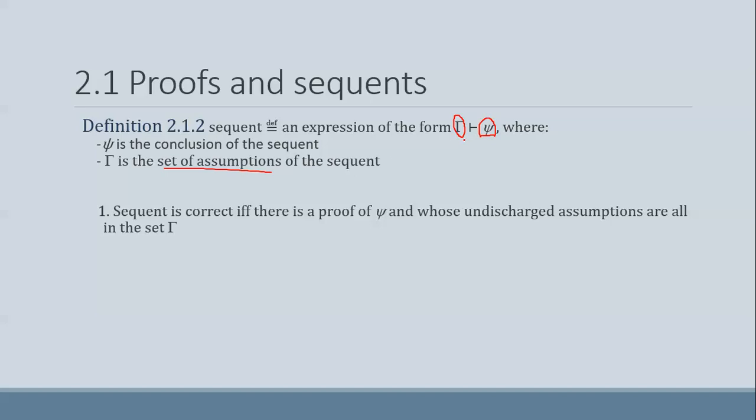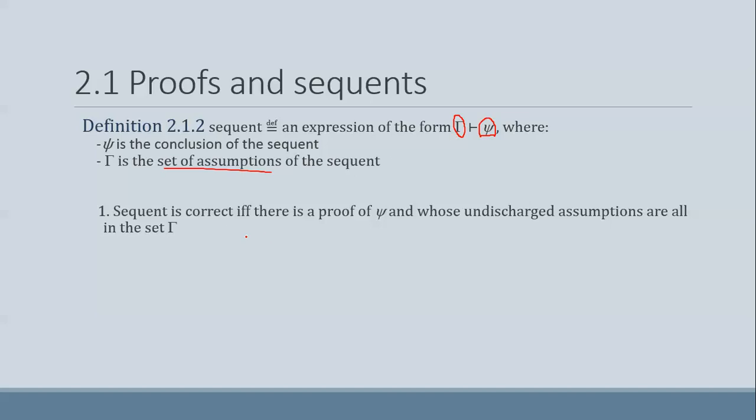So gamma entails psi. I don't know if the book says so, but they're using capital Greek letters for sets of statements, whereas the lowercase stands for one statement. So in our sequents, we're only going to allow one statement in the conclusion. Although, of course, you can have many statements in the assumptions.